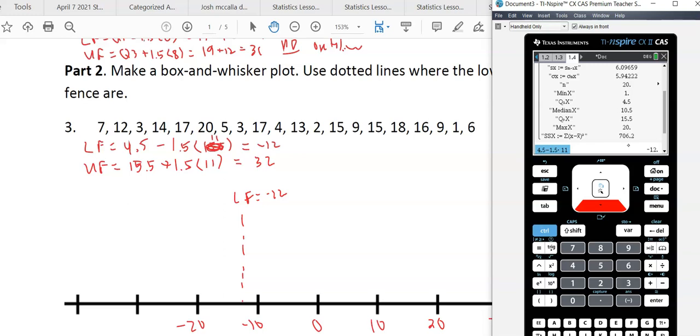So 1 is your min. 4.5 is Q1. 10.5 is the median. Q3 is 15.5. And the max is 20.